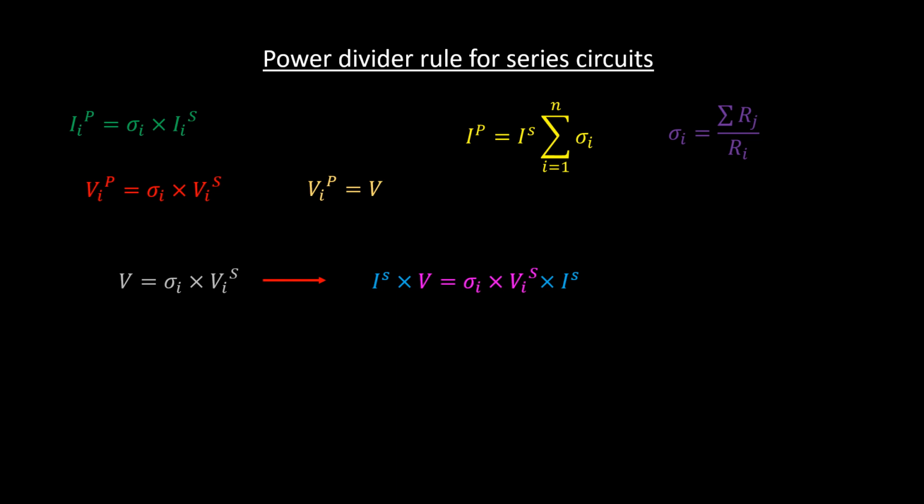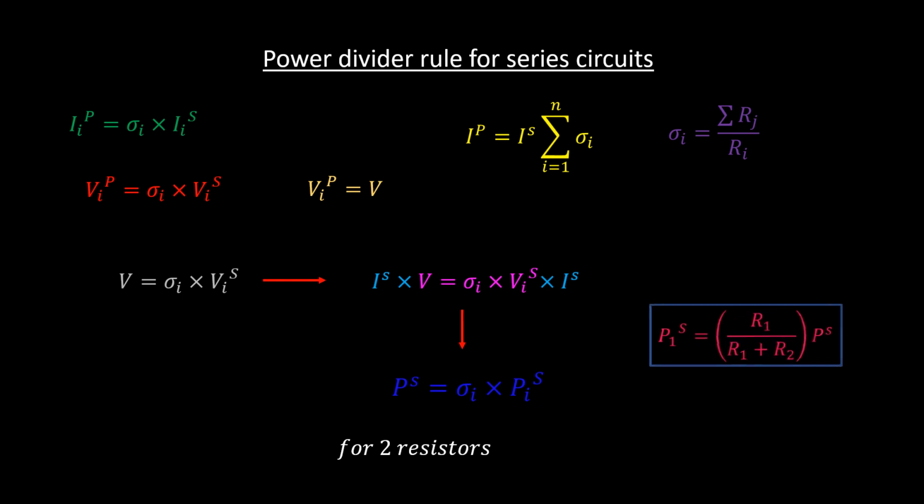So this equation becomes Ps equal to sigma i times Psi. This is the power divider rule for any number of resistors in series. For two resistors, this rule is given as follows.